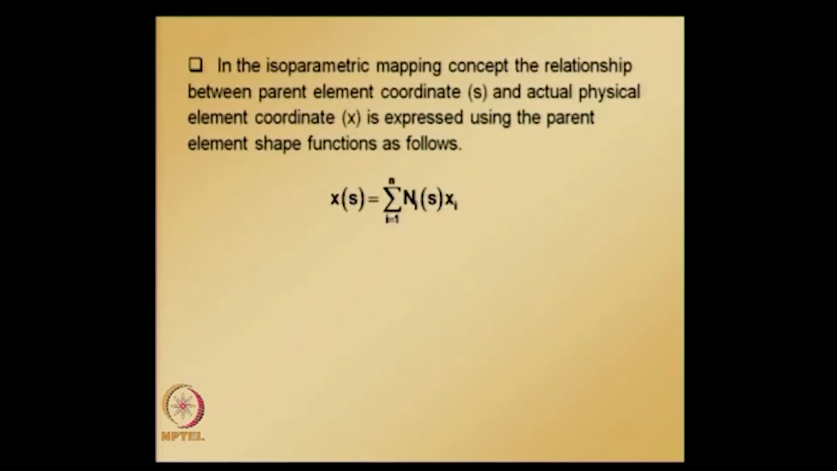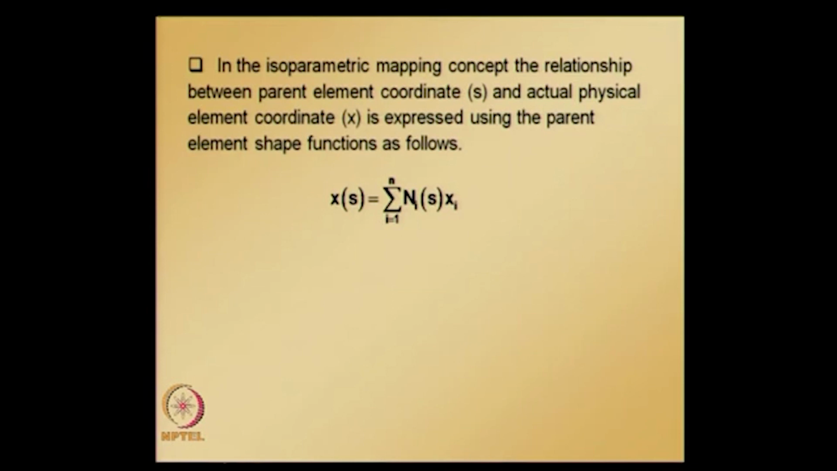In isoparametric mapping concept, the relationship between the parent element coordinate S and actual element coordinate x is expressed using parent element shape functions as follows. If you recall, for a 2 node linear element, earlier we have derived the relationship between x coordinate and s coordinate using the formula for linear interpolation, but we can also derive that relation using shape functions of the parent element, like using the expression that is given here, x is equal to the sum over i taking values 1 to n of ni xi, where small n is the number of nodes, ni is the shape function, xi is the location of these nodes.